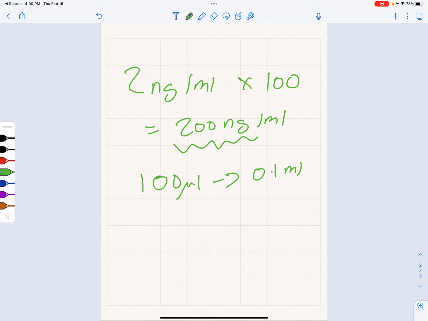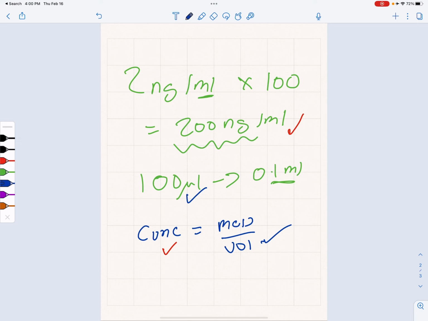So if we want to calculate the mass within this, if you remember, concentration equals mass over volume. What we know is the concentration, we have that, and we also know the volume. So we want to calculate the mass, the actual raw mass of the DNA. So it's going to be concentration times volume.